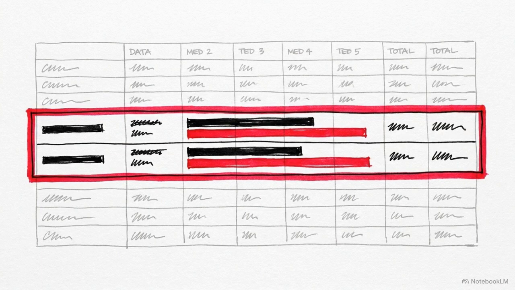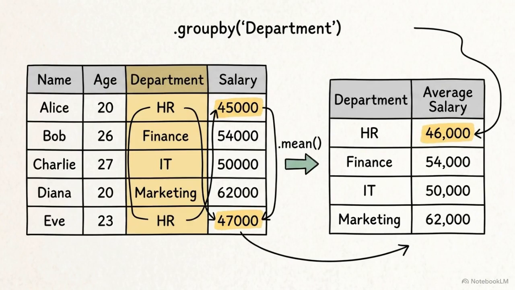Now that we have isolated the target data, we can aggregate it. Calling the .groupby function on the department column allows us to attach .mean, calculating the exact average salary across every individual department in one command.